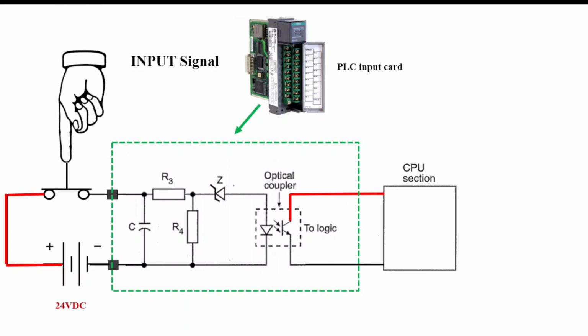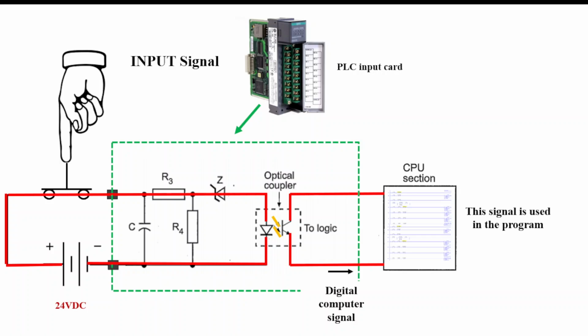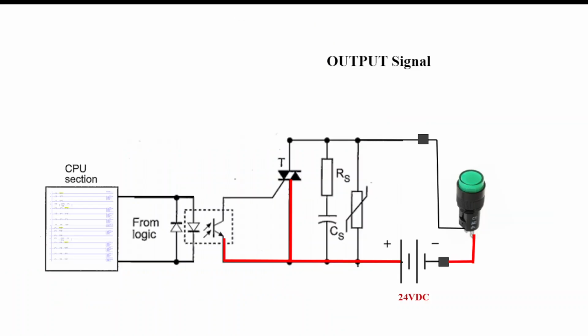When this push button is pressed, current then flows through the optocoupler, applies current, or light, I should say, to the phototransistor, and that is what then communicates to the CPU section that this input has been energized. The digital computer signal is taken to the CPU, and the signal is used in the program. On the other side of that CPU, there may be an output signal, and the output signal is going to be sent to an output PLC card.